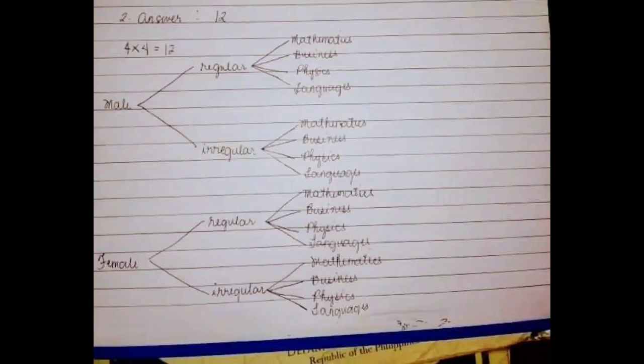Good morning, everyone. The assigned topic to me is the fundamental principle of counting, addition rule. The problem that I will solve is: the students are classified according to gender, male or female, regular or irregular students, and field of specialization, mathematics, physics, business, or languages. So the question is, how many possible classifications are there?